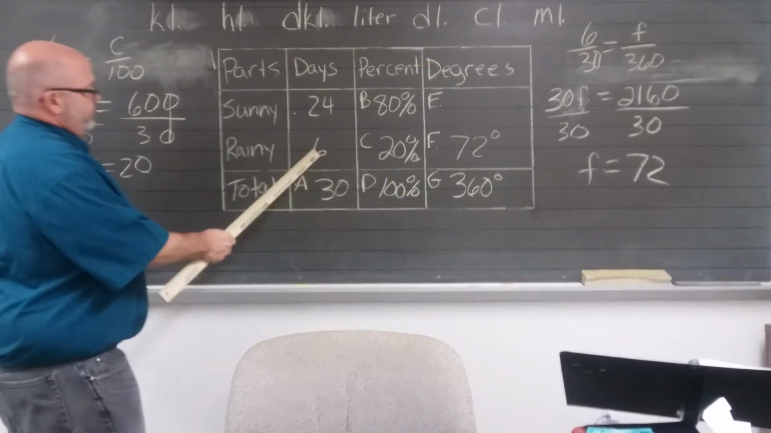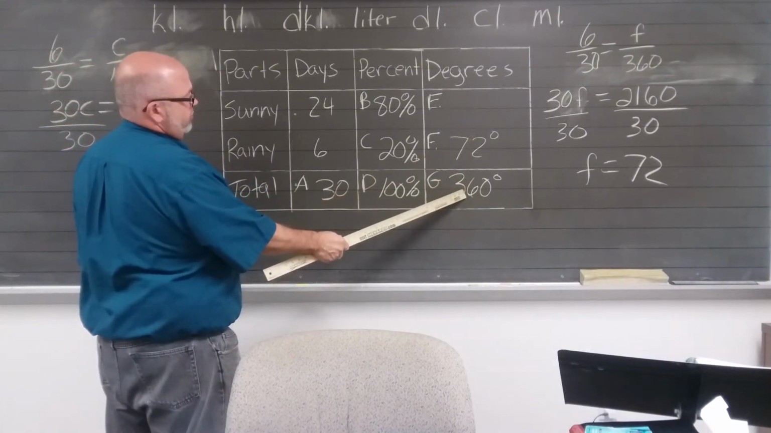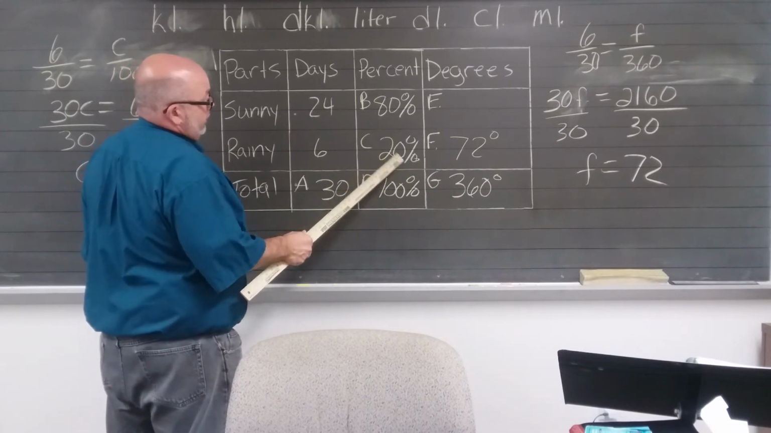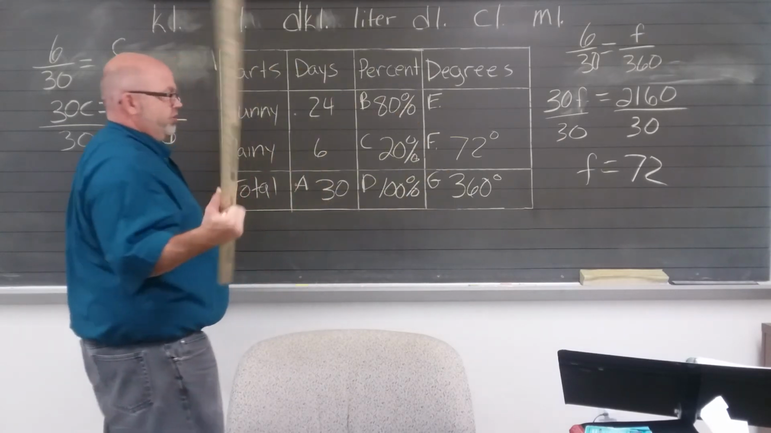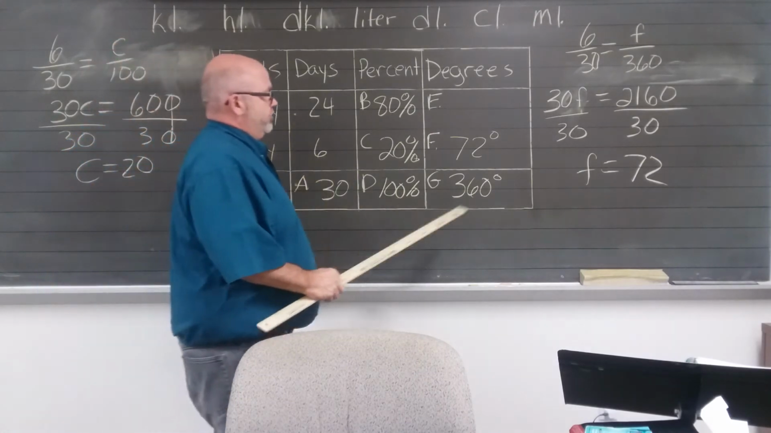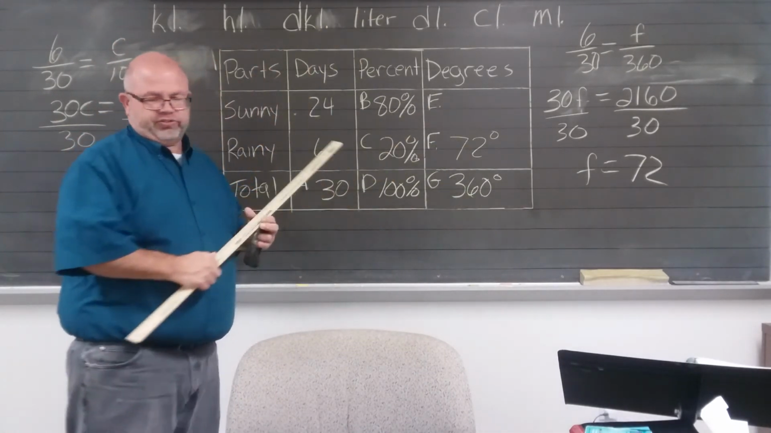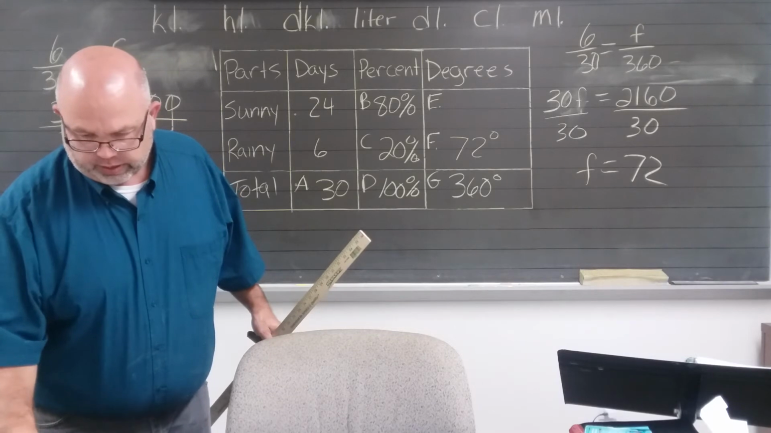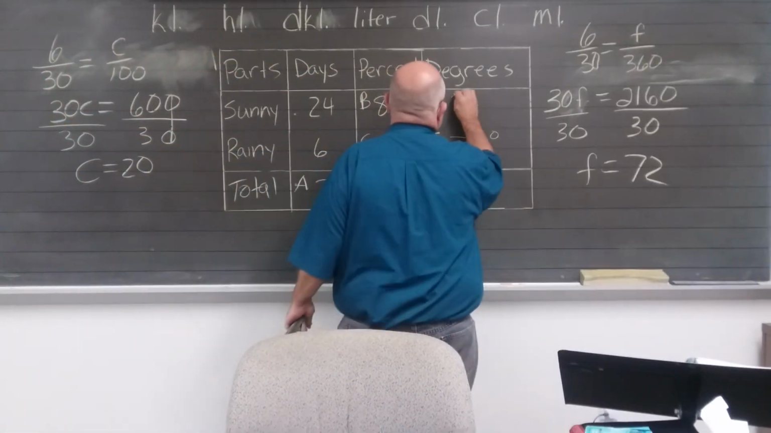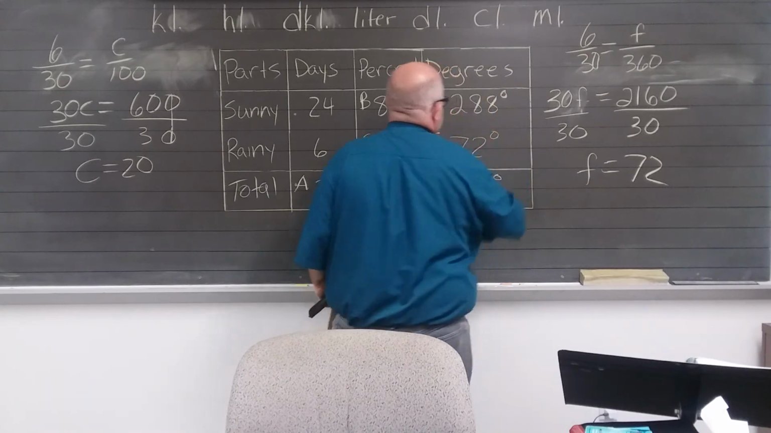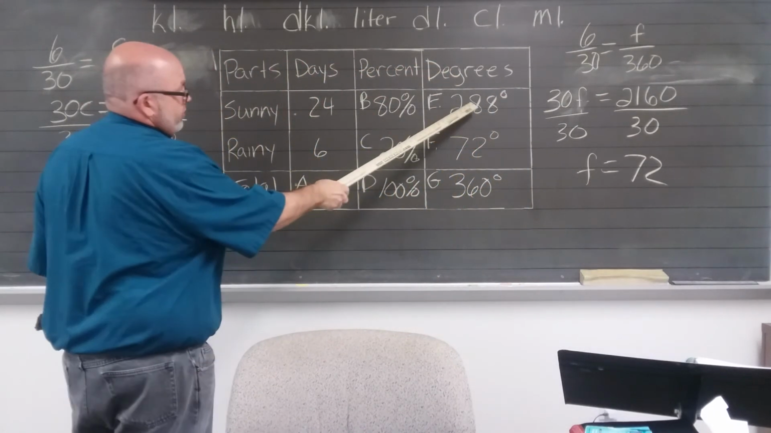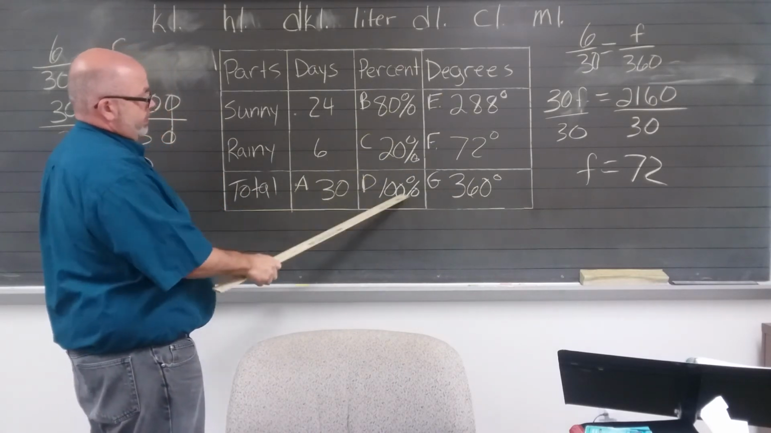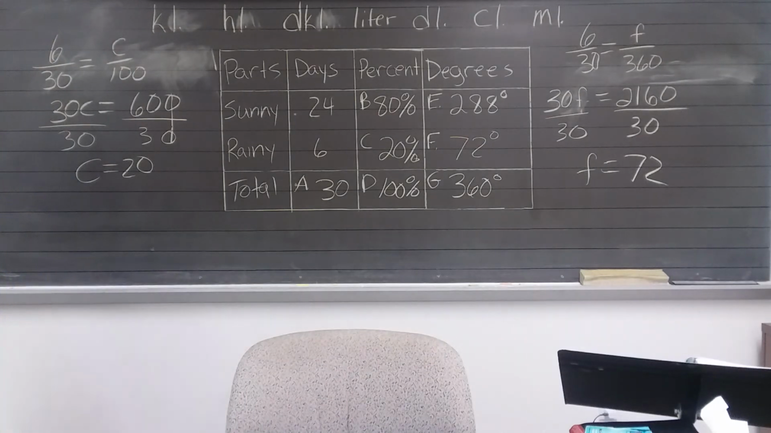Okay, again, see how we did that? 6 over 30 equals F over 360. You could also use these numbers: 20 over 100 equals F over 360, whichever ones you want to use. That is 72 degrees. What is 360 minus 72? 360 minus 72 equals 288 degrees. Check these. If these don't add up to this, then there's for sure something wrong. Okay? That is how you do those.